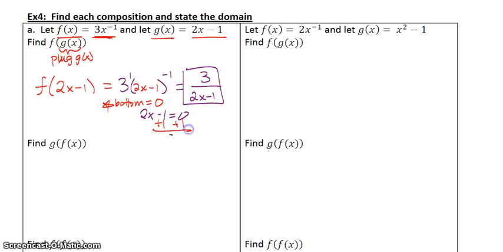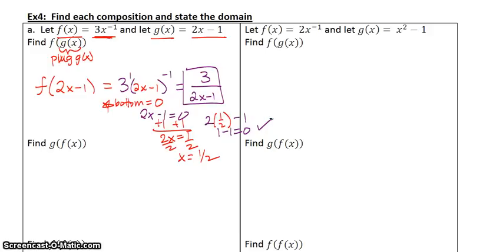Alright, so let me just go through and solve this quick. I end up with x is 1/2. And let's just really quickly check. If I plug in a 1/2, does it end up being 0? Let's see here. Yeah, 2 times 1/2 is 1. Okay, so x cannot be a half.